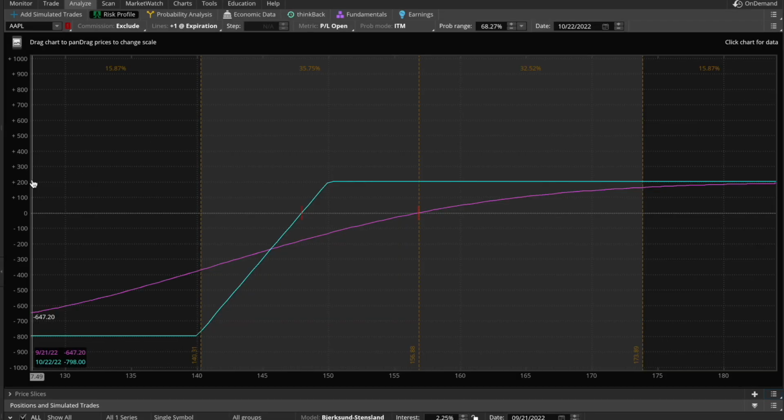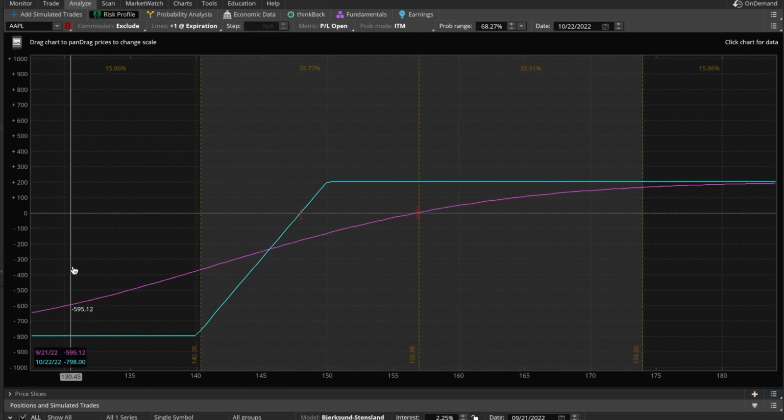However, if the opposite occurs and Apple decides to fall in price, then by the expiration date, this line shows you how much money you're going to lose depending on where Apple ends up by that time. Right? So let's say, for example, by expiration, Apple is at $145 per share. Then according to this blue curve, you are going to lose about $300.